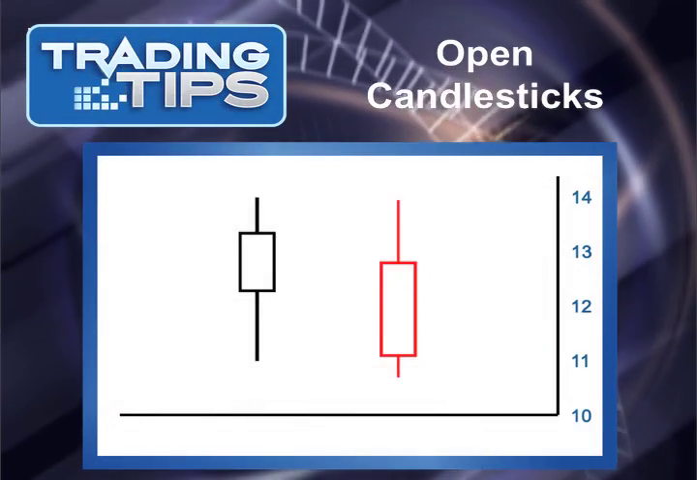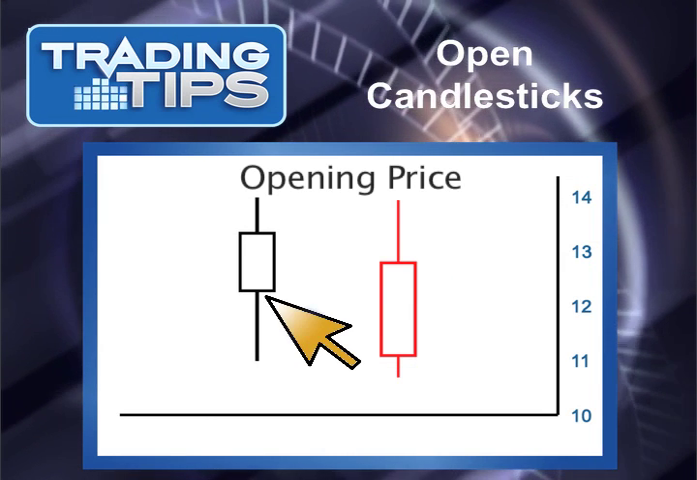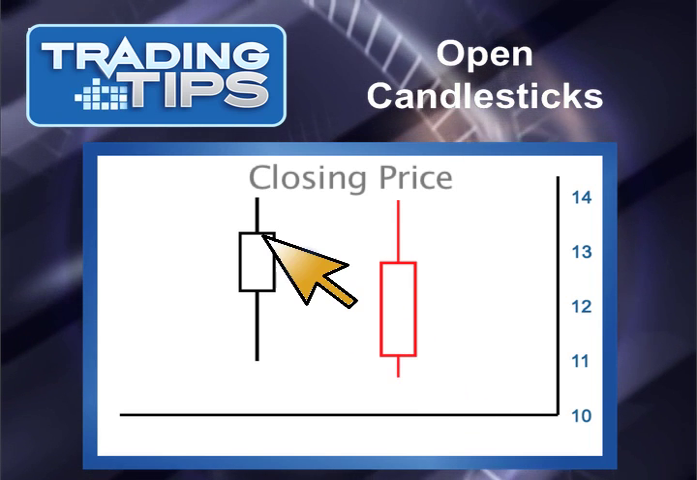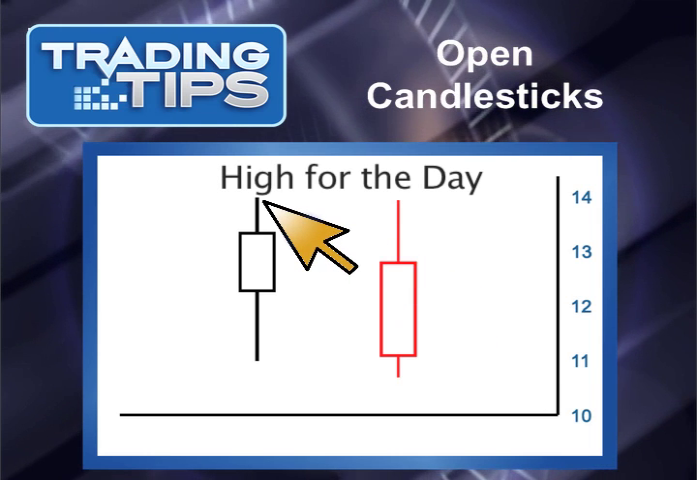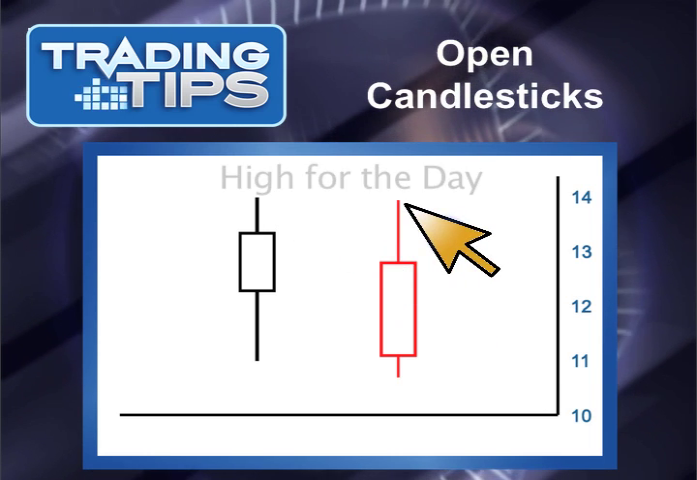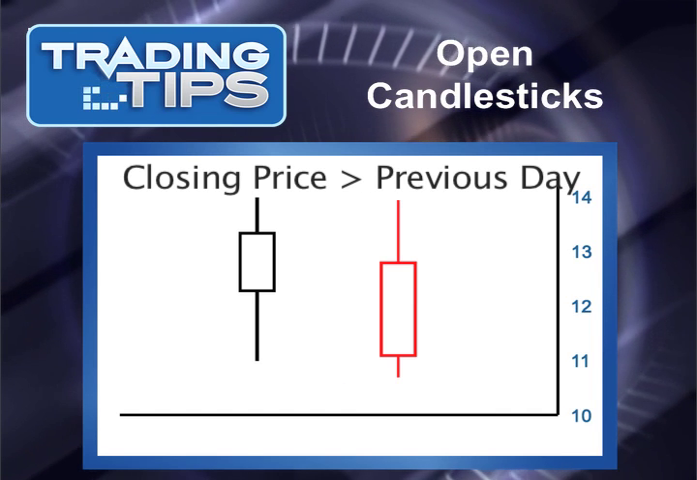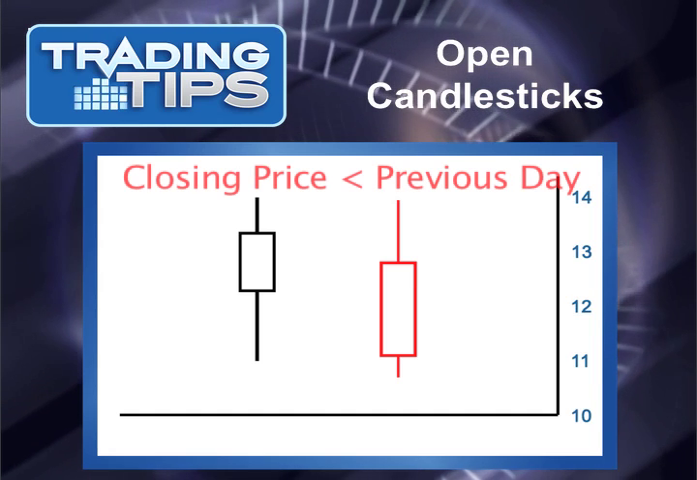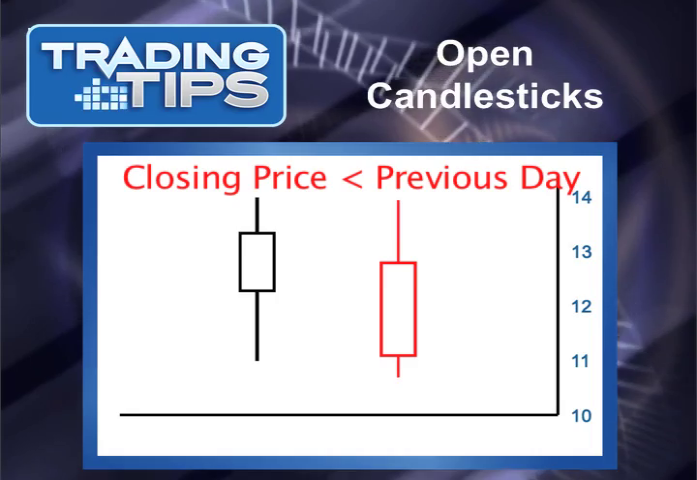An open candlestick means the stock's close is higher than its open. When a candlestick is open, we know the bottom of the body represents the opening price. The top of the body represents its closing price. The top of the wick is the high for the day, and the bottom of the wick is the low for the day. When the candlestick is black, it means the closing price for the day was higher than the previous day's closing price. When the candlestick is red, it means the closing price is lower than the previous day's closing price.